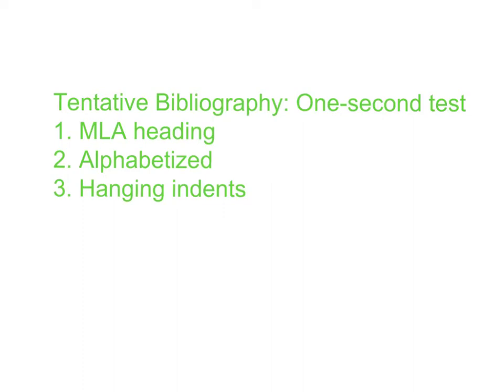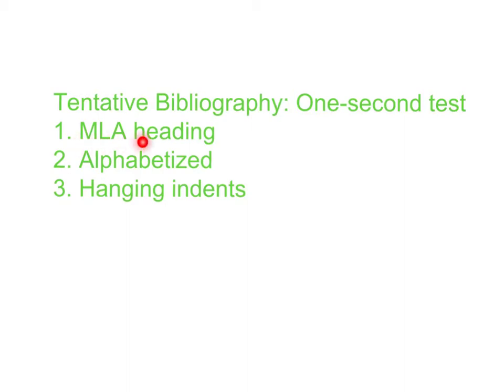Let's start really simple with this tentative bibliography. I have this idea that if your bibliography can pass a 1-second test, you've got a pretty good bibliography. So what I mean by a 1-second test is, if I look at your bibliography for 1 second and can find mistakes in it, you've got problems. But if after a second I don't see anything right away, that means you're doing a lot of important things right. So to pass the 1-second test, here's what you need to have.